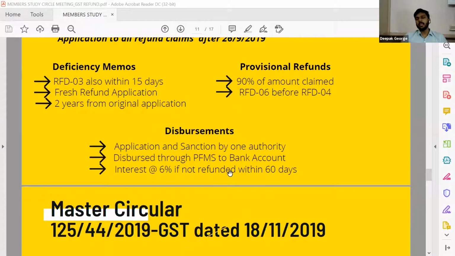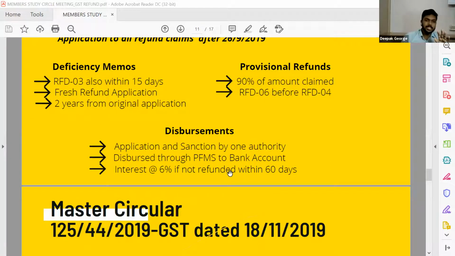The third segment is disbursements. Now, disbursements is very important because it instructs the officers on how the payment should be done. Like I told you, payment order is a concept, not payment advice. Therefore, the application scrutiny and processing and sanction is by one authority, not by two officers or two levels of departments. It is at the single level of department, either at the central level or the state level. But one authority should do the application acceptance and the processing and the sanctioning of the refund.